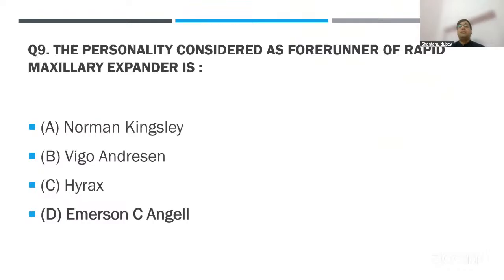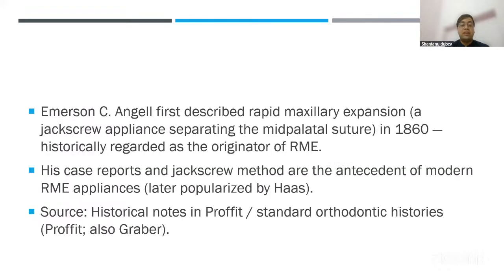The personality considered as a forerunner of rapid maxillary expander is, so basically they're asking you who was the first person to develop rapid maxillary expansion. So that person was Emerson C. Angle. So Angles have always been the first ones, right? So he was the first person in 1860, regarded as the originator of RME.